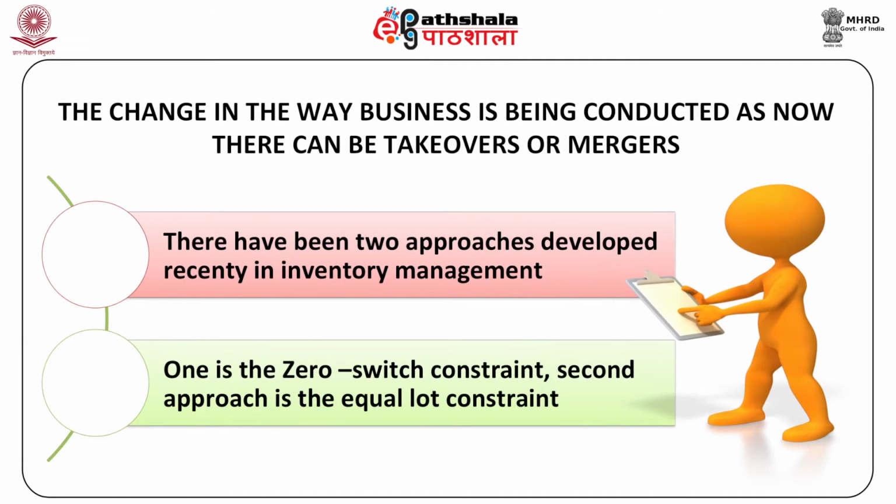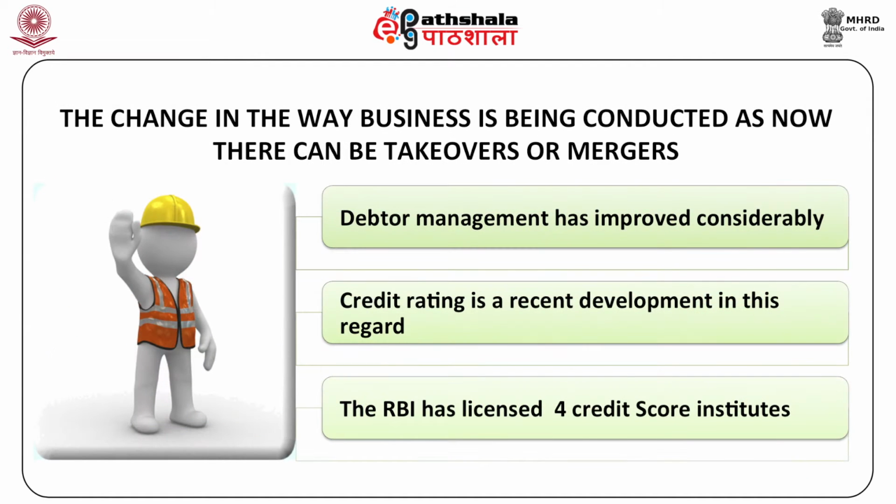There have been two approaches developed recently in inventory management. One is the zero switch constraint, that is, the production of a part is started only when the entire inventory is depleted, and the second approach is the equal lot constraint, that is, the lot size shall remain constant at any point of time. Debtor management has improved considerably.